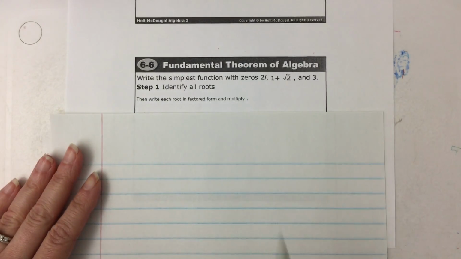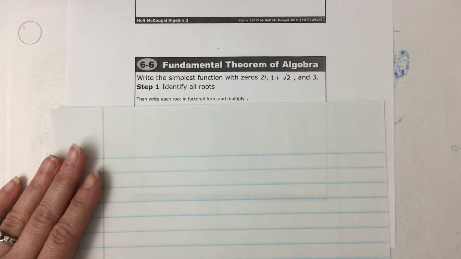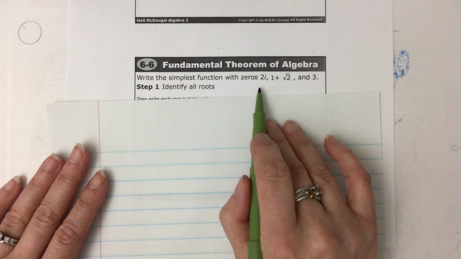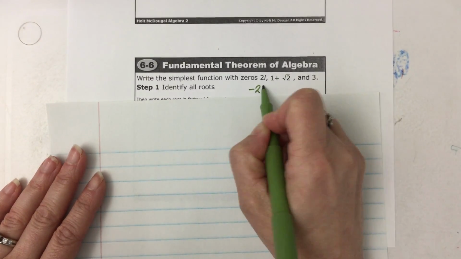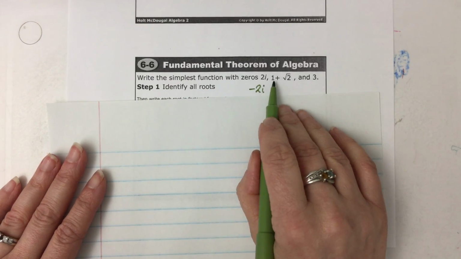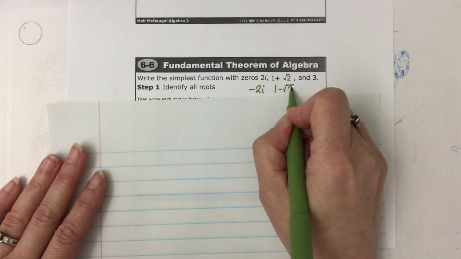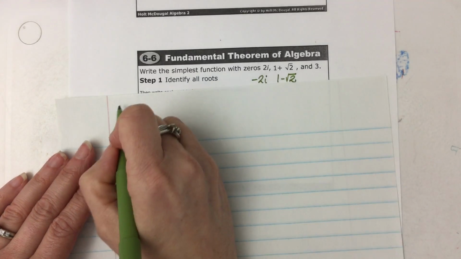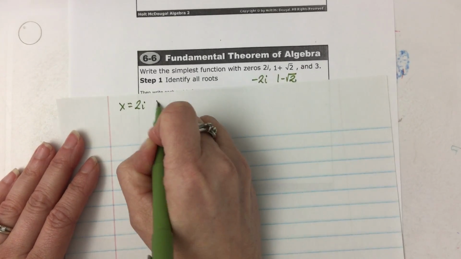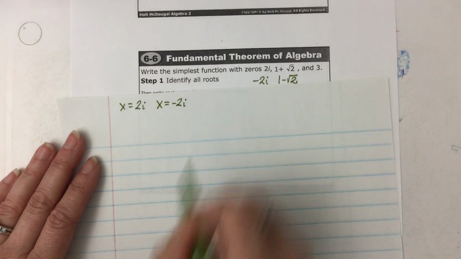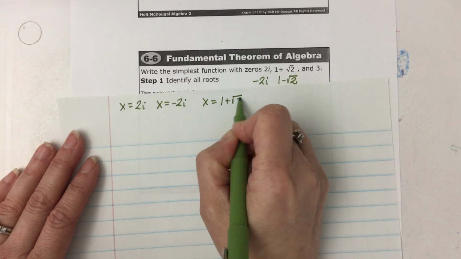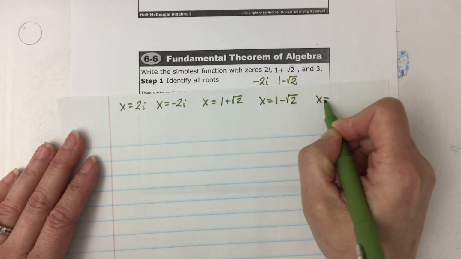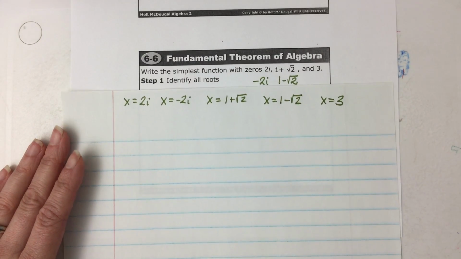Okay. If I look here, step 1, you need to identify the solutions. They're not going to give you all of them. Anything with an i or a square root must have a conjugate. If this is 2i, negative 2i also has to be an answer. If this is 1 plus a square root of 2, its conjugate is 1 minus the square root of 2. 3 is good to go. So again, I have 5 answers. X equals 2i, so x must also equal negative 2i. X equals 1 plus a square root of 2, so x must also equal 1 minus a square root of 2, and x equals 3. So you find all your solutions.